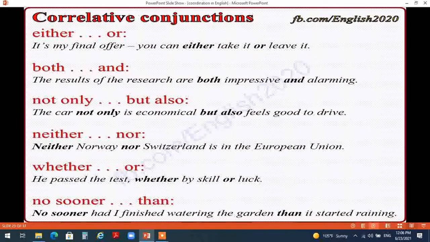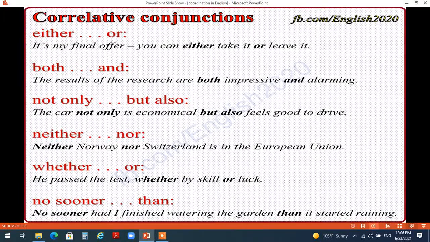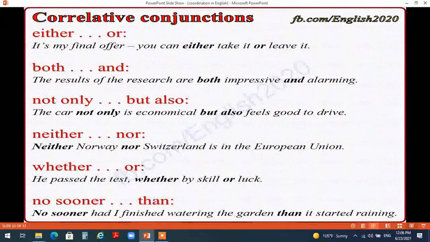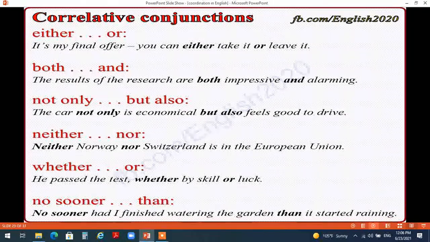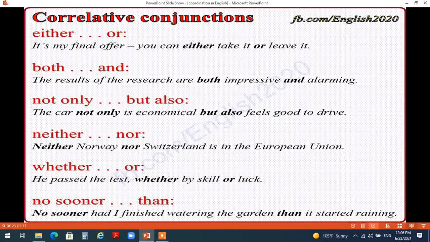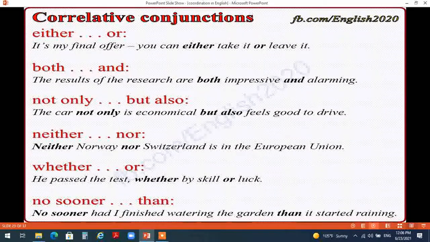Now you can see here some examples of the correlative conjunctions. The first correlative conjunction is either or. It's my final offer. You can either take it or leave it. Both and. The results of the research are both impressive and alarming. Not only but also. The car not only is economical, but also feels good to drive. Neither nor, when we have negation.